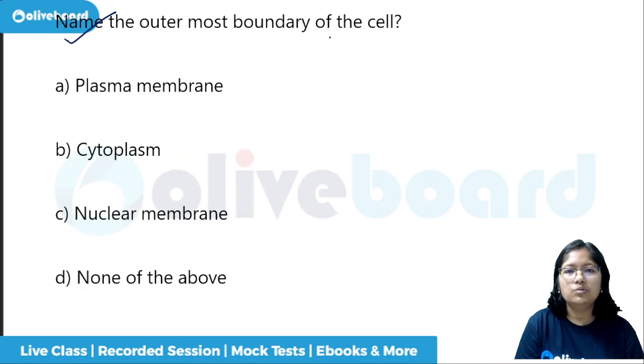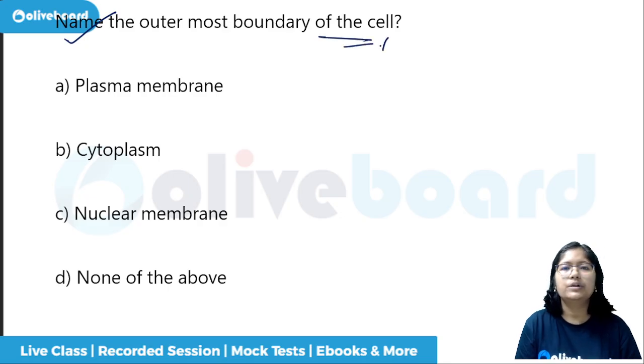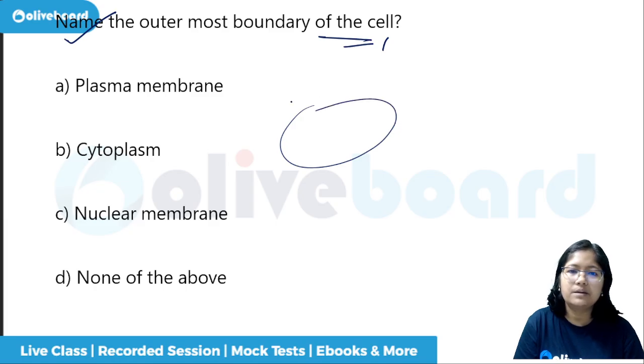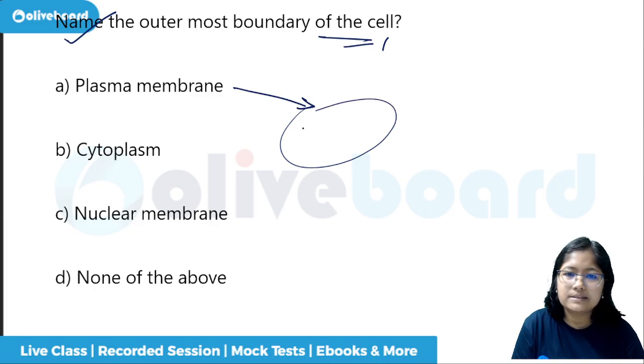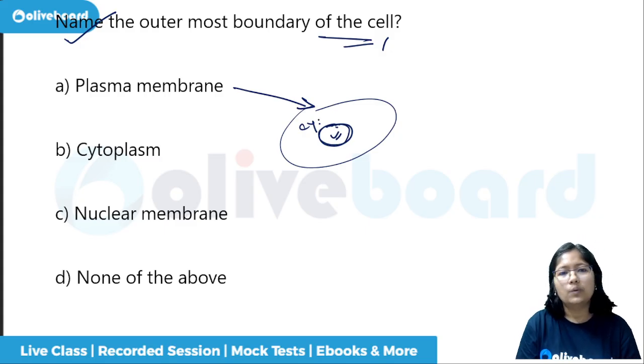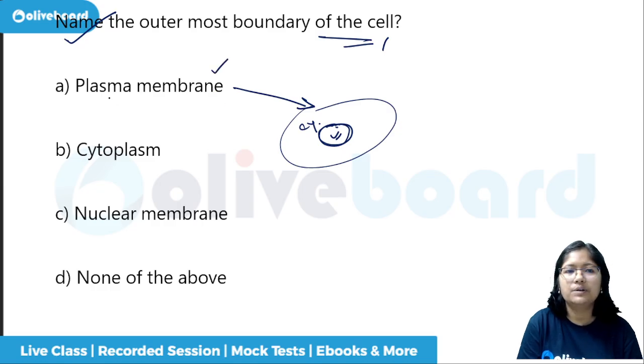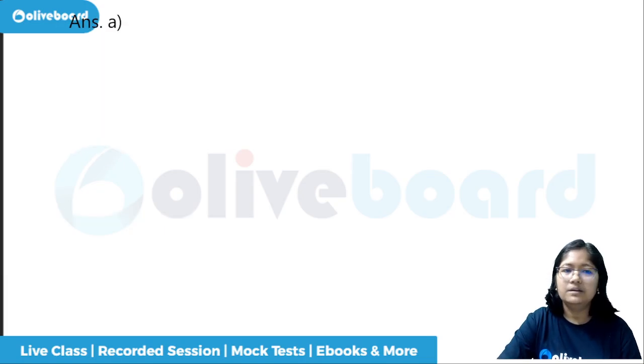Name the outermost boundary of the cell. So what is the outermost boundary? When we start making it, from the plasma membrane, then there is the cytoplasm in between, and then you have the nucleus, which has the cover of the nuclear membrane. Another question was, what is found between the plasma membrane and the nucleus? So cytoplasm is found between the plasma membrane and the nucleus.